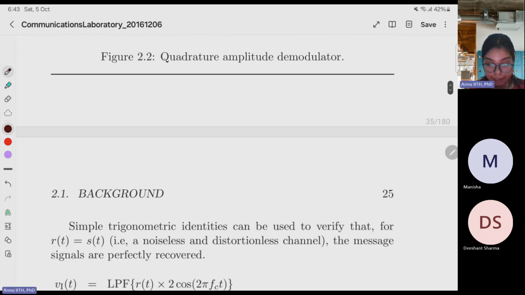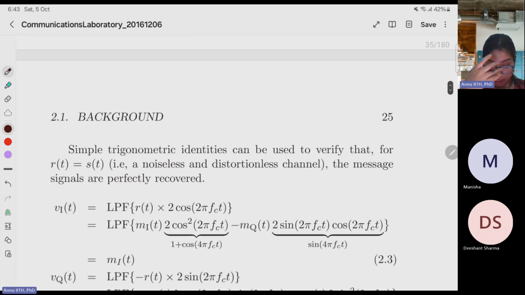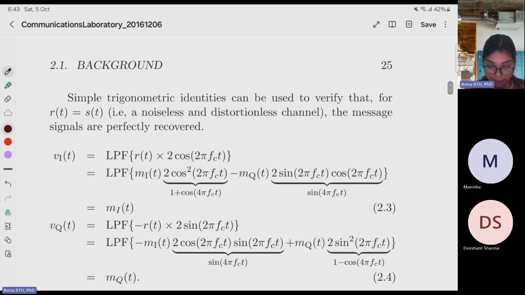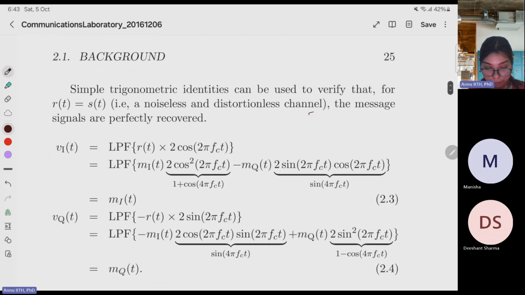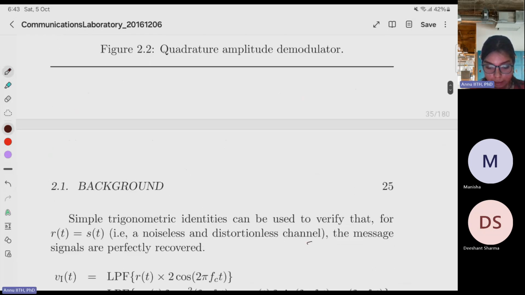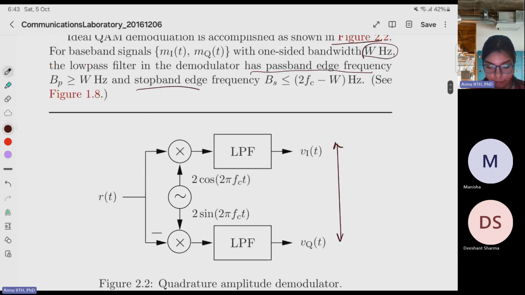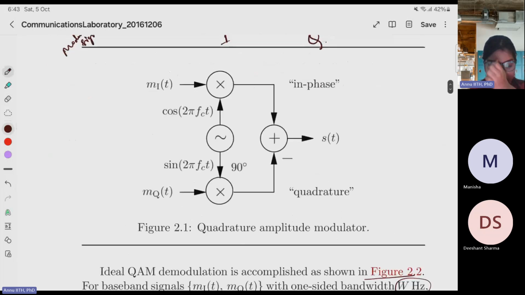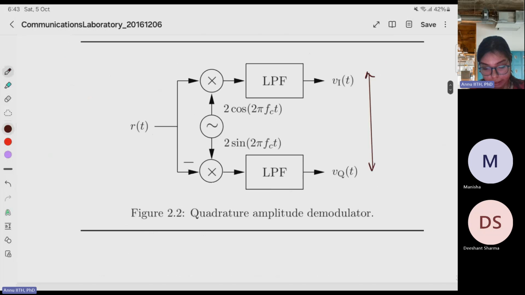Simple trigonometric identities can be used to verify that for r(t) equal to s(t), that is, a noiseless and distortionless channel, the message signals are perfectly recovered. The output r(t) is then multiplied with the same oscillator, first m_I(t) and m_Q(t), then they are added together. Then this is a demodulator.